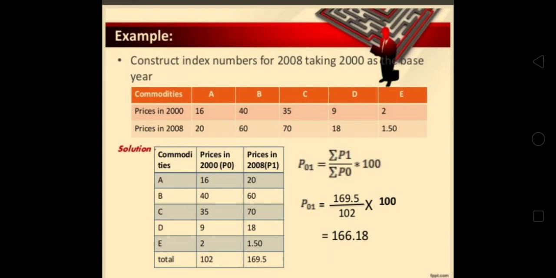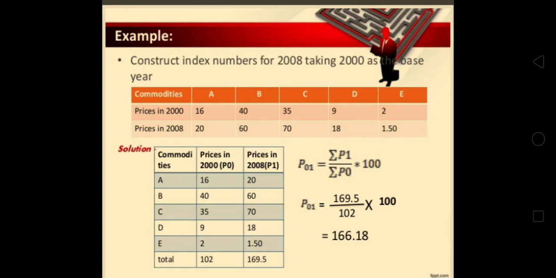What is the solution now? This is the solution, how you can derive this. Commodities are there, commodities A, B, C, D and E. Prices in 2002 and 2008. 2002 is the base year and prices in 2008 are for the current year.